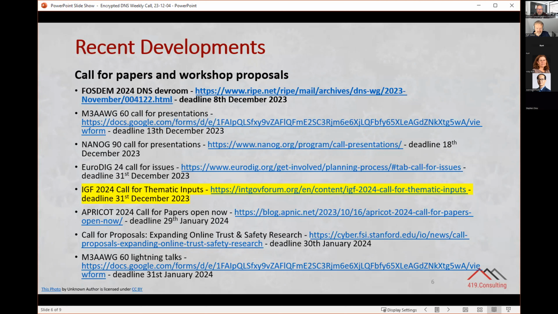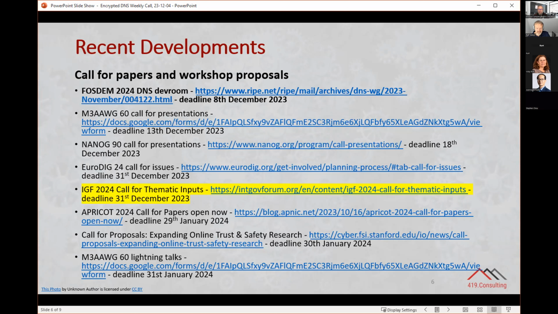Quick reminder on calls for papers, workshop proposals, and other things. If you're planning to go to FOSDEM, there's a DNS dev room. I think it's the day before the event starts, if I remember rightly. It's a while since I looked at this, but if you're interested in that, have a look at the link, because the deadline is the 8th of December, so you've got to the end of this week to respond. We've just passed the deadline for OARC 42, by the way, which we talked about last week. I don't think it's been extended again, as far as I'm aware.